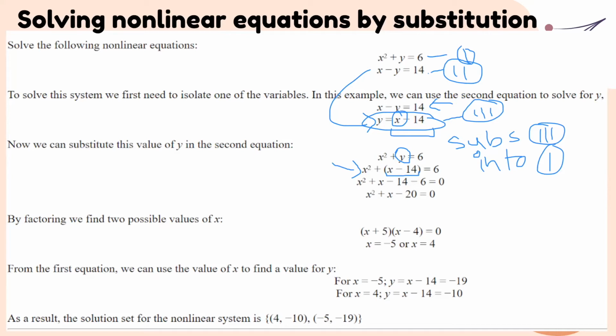Now if you simplify and solve, you should be able to get x is equal to -5 and x is equal to 4. Once you get the value of x, you should plug those values into one of the equations to get the value of the other variable. So after I got the value for x, I'm going to plug that into this equation.